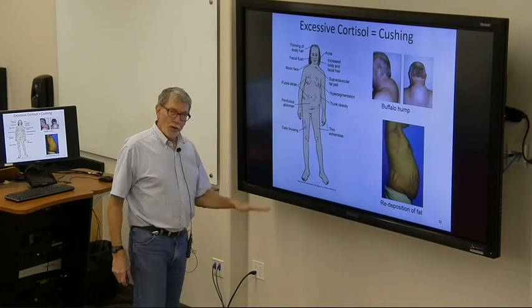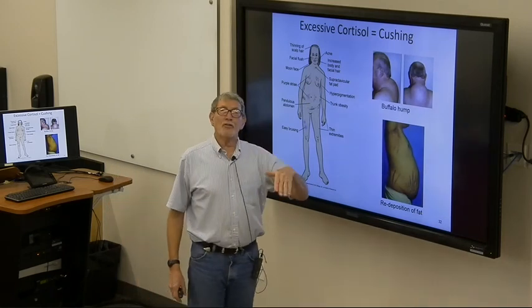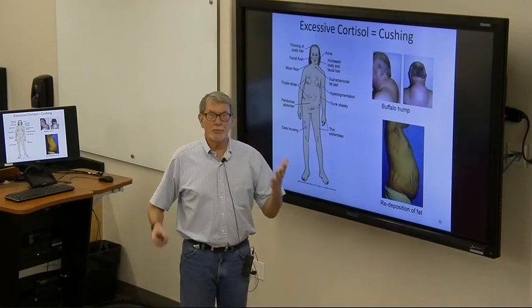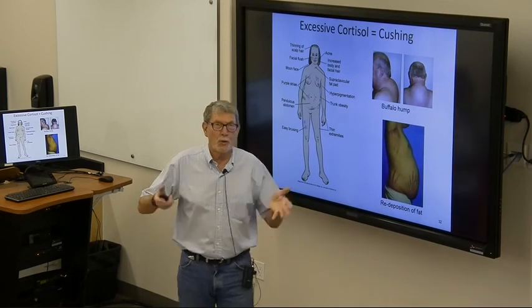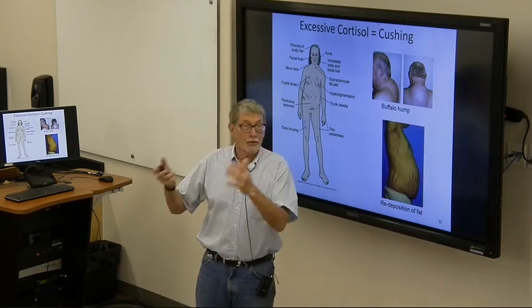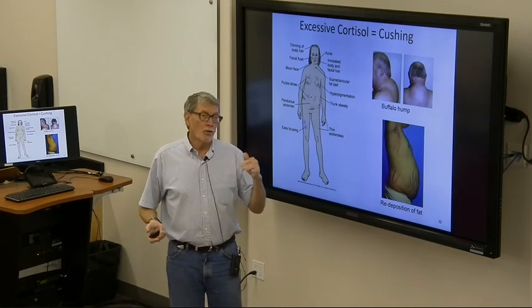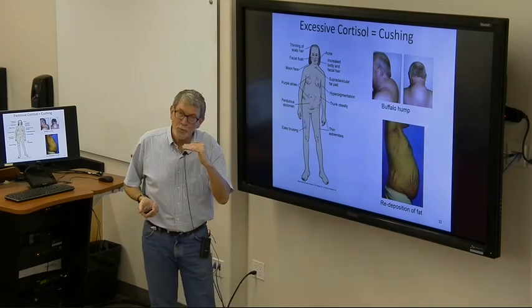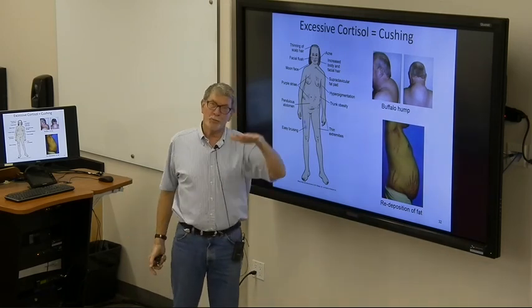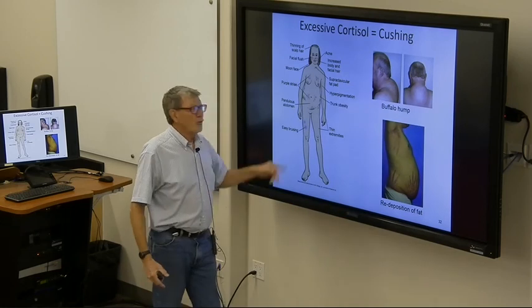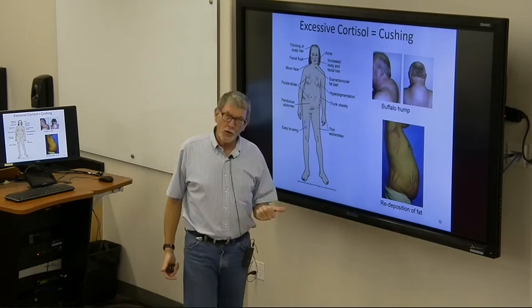And it suppresses your immune system, because that's the other thing cortisol does. It prevents your immune system from going haywire and basically killing you. So under normal conditions, it's an immune suppressor. With too much of it, it suppresses it too much. You bruise easily, wounds won't heal.